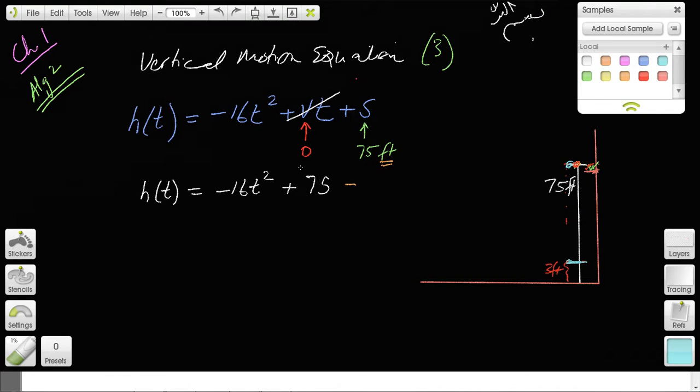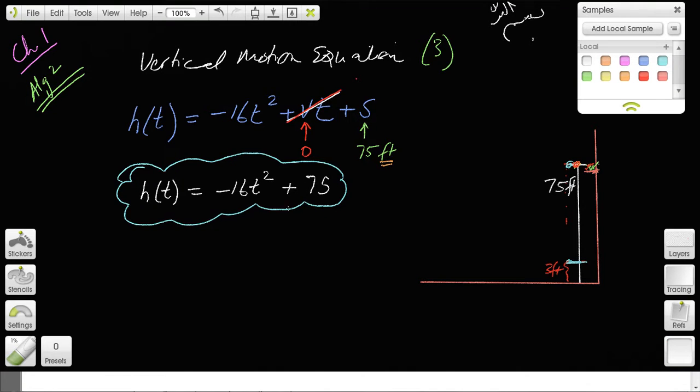So the first thing we did here was to write the vertical motion equation as it applies to this particular scenario. For this scenario, this middle term was eliminated because the initial velocity, because the keys were being dropped, is 0, and the initial height was 75. Given those parameters, the vertical motion equation simplified to this.